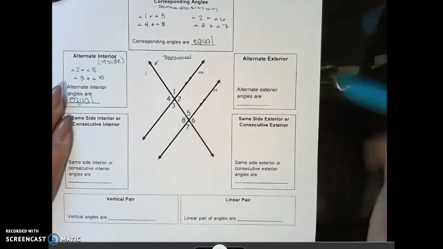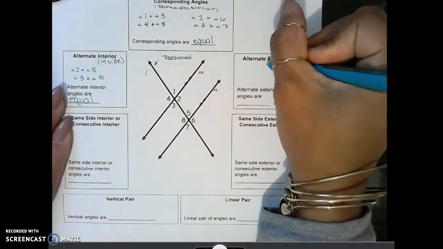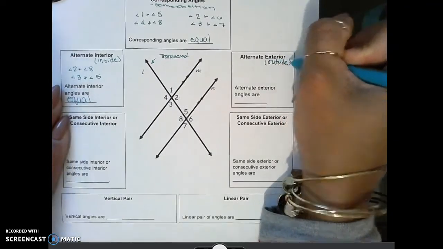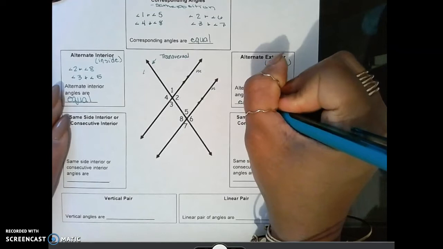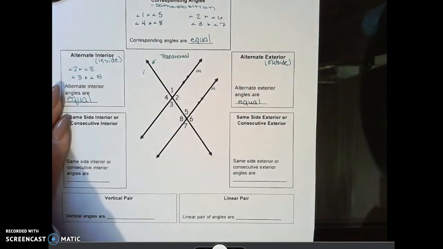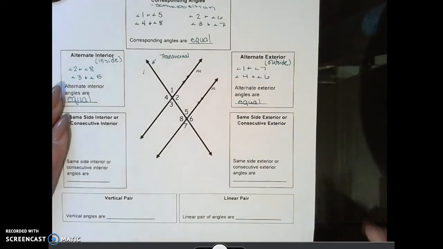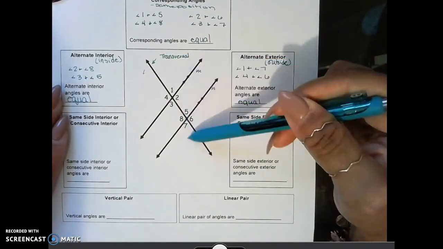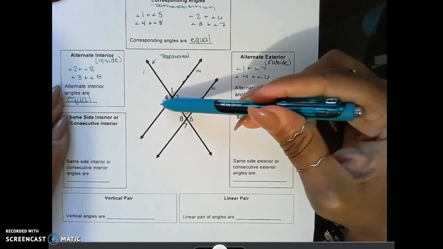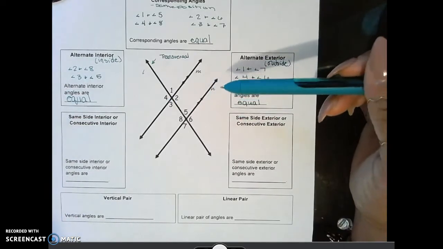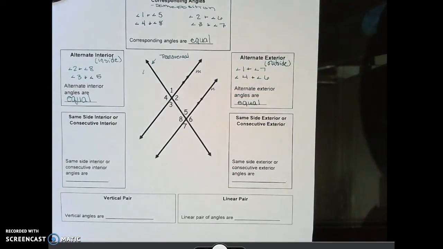So then we have alternate exterior angles, and exterior will be outside. And those angles are also equal. Since we did alternate interior, again, pause the video and see if you can figure out which ones are alternate exterior angles. So hopefully you came up with angle 1 and 7, because they're both on the outside of the parallel lines, and then 4 and 6. So they're opposite, which is alternate, and then they're also on the outside of the transversal.